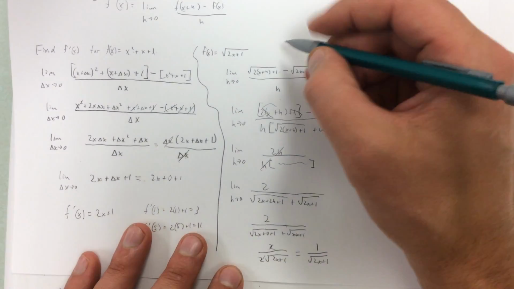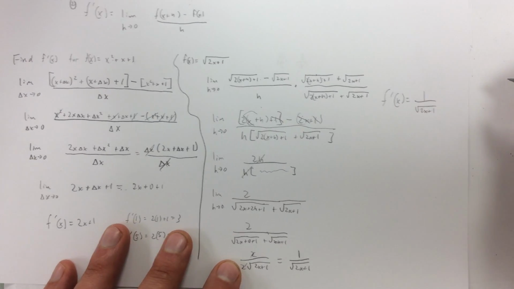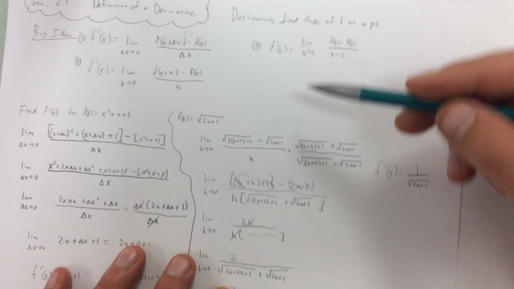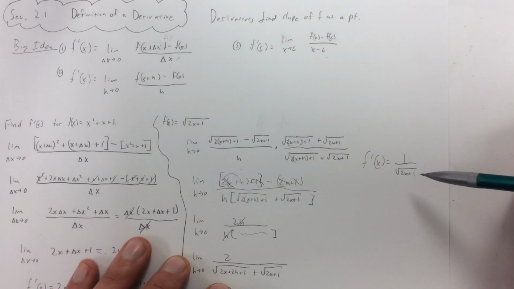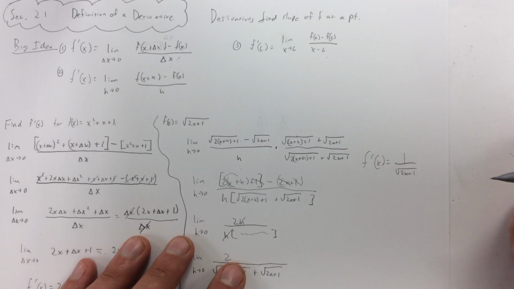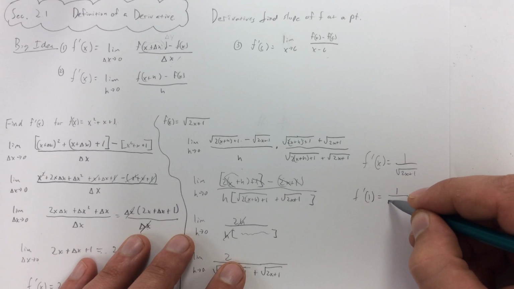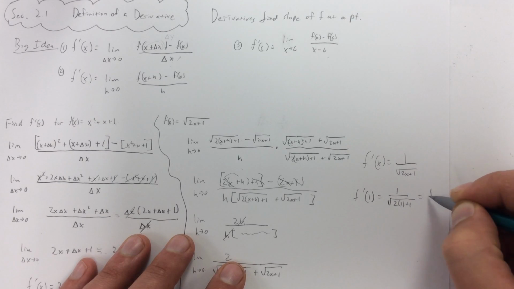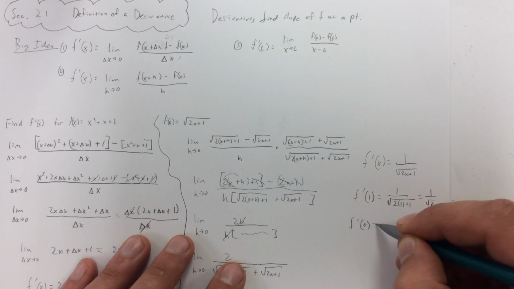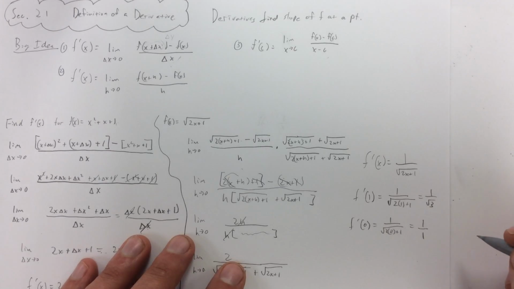So all that work to find f prime here. Why would we want to do all that? Well, this is a lot harder than the last definition up here. But the distinct advantage of this is I can plug in any number now. So if I want to find the slope of this at 1, it's going to be 1 over the square root of 2 times 1 plus 1. It's going to be 1 divided by the square root of 3. I could plug in 0 and just get 1 over 1. Okay.